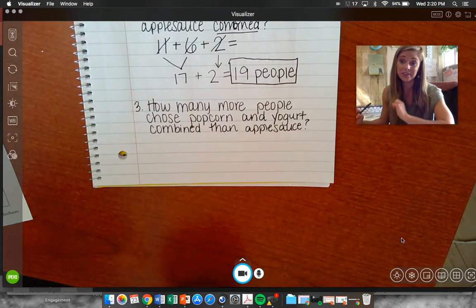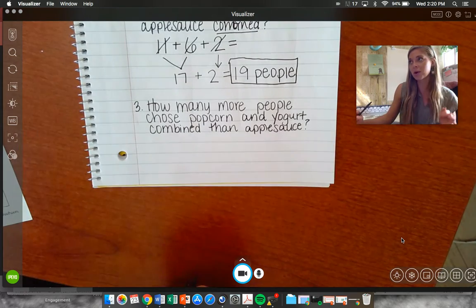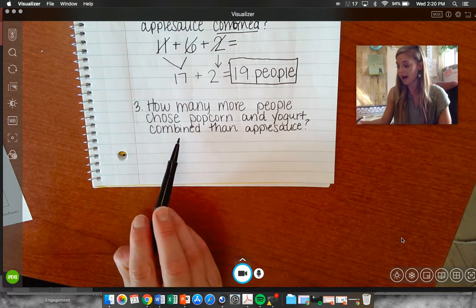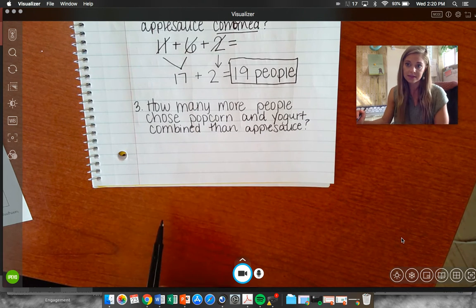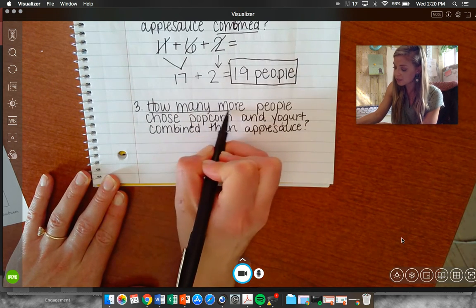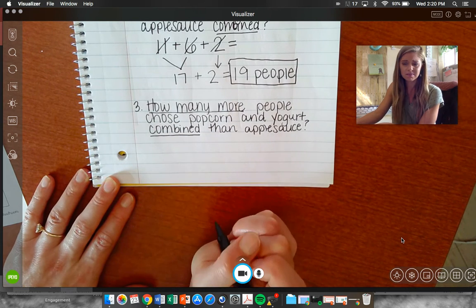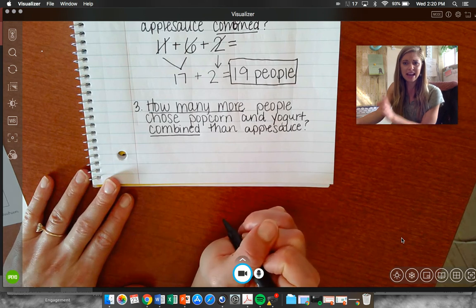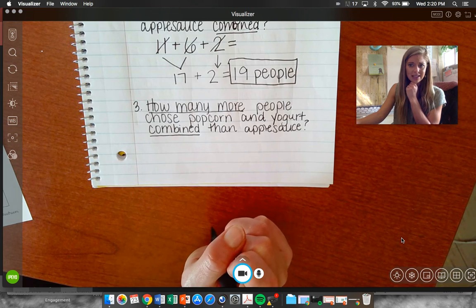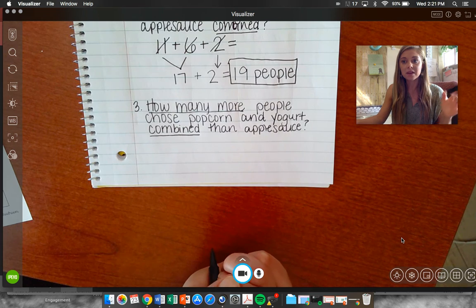Okay, now I challenge you a little bit. We're going to have to do a little bit more effort in this problem. It says, how many more people chose popcorn and yogurt combined than applesauce? Well, the important words that I see here are how many more, that means to subtract, and combined, which means to add. Oh my gosh, I have to add and subtract in the same problem? Well, that doesn't make sense, Ms. Johnson. Well, of course it makes sense, because let's do the problem.